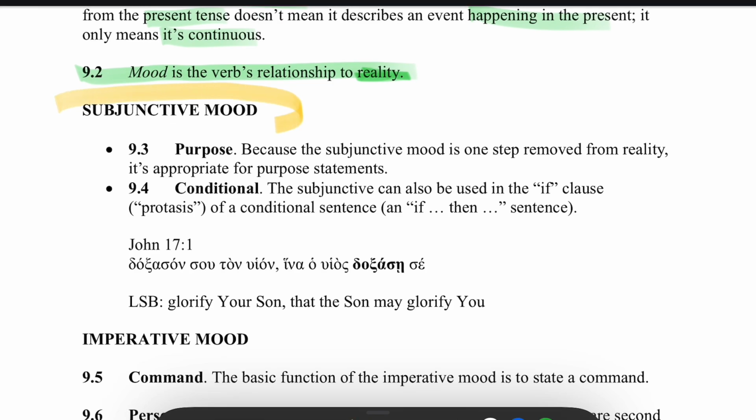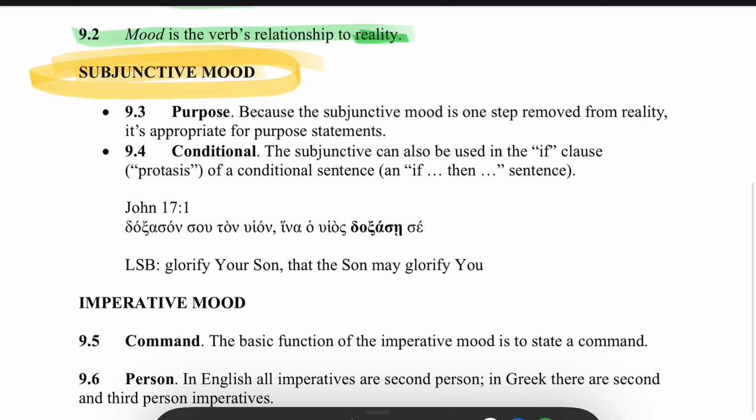The first thing we'll look at is the subjunctive mood. Two different types of subjunctives: there are purpose subjunctives and conditional subjunctives. There's, again, a variety more than that, but these are going to be the two most common that you'll see. So the first is the purpose. Because the subjunctive mood is one step removed from reality, describing what might be or what could be, it's appropriate for purpose statements. So you're going to find a purpose statement, and it's typically going to be in the subjunctive mood. The same is true of conditional statements.